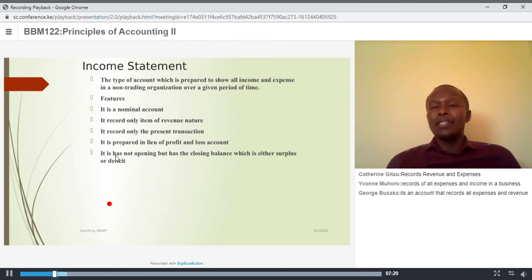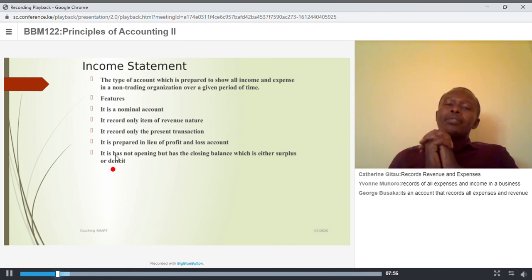How do you get the surplus? Surplus takes place when the income is more than expenses. How do you get the deficit? Deficits will always occur when the expenses exceed income. So when expenses exceed income, that is the point at which we are getting deficits. So these are the critical features of the income and expenditure account.